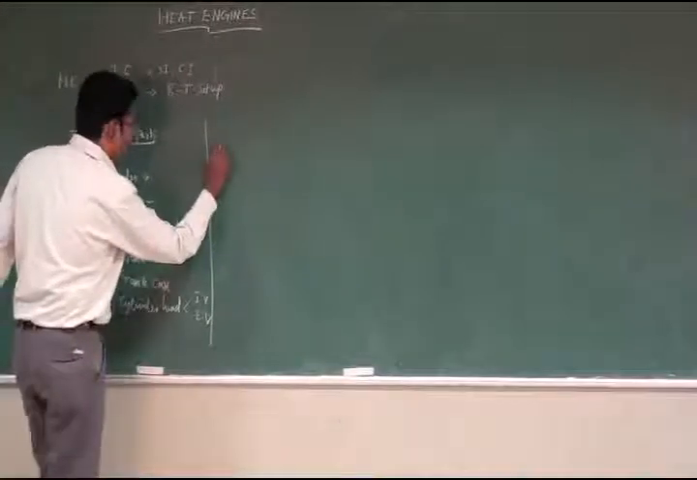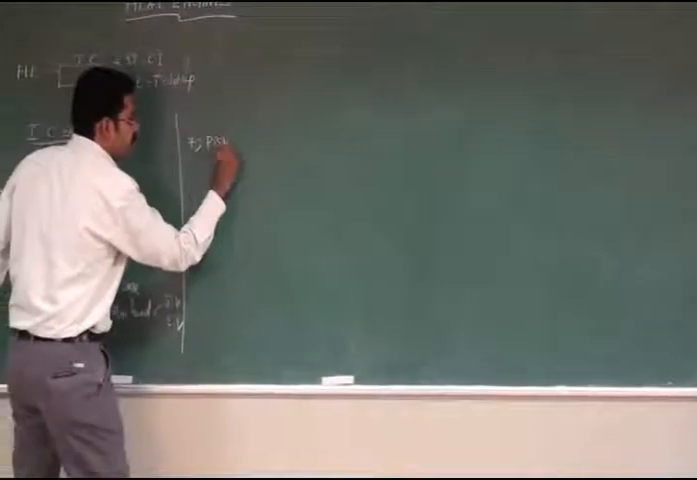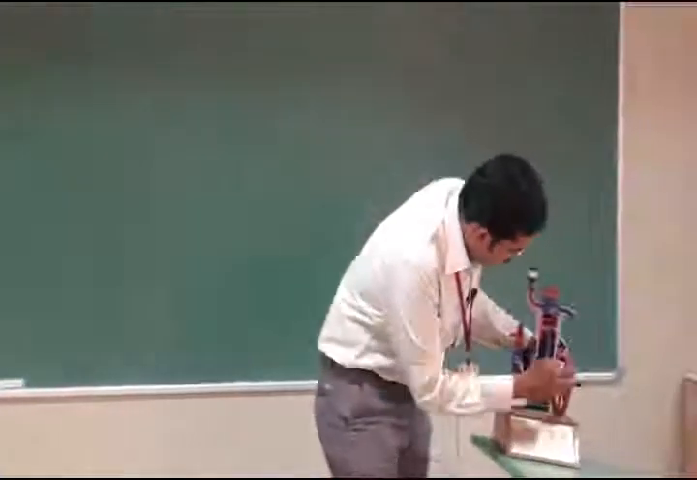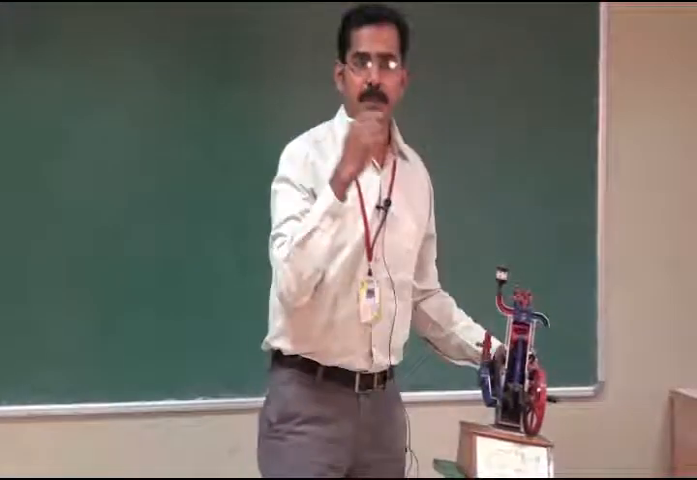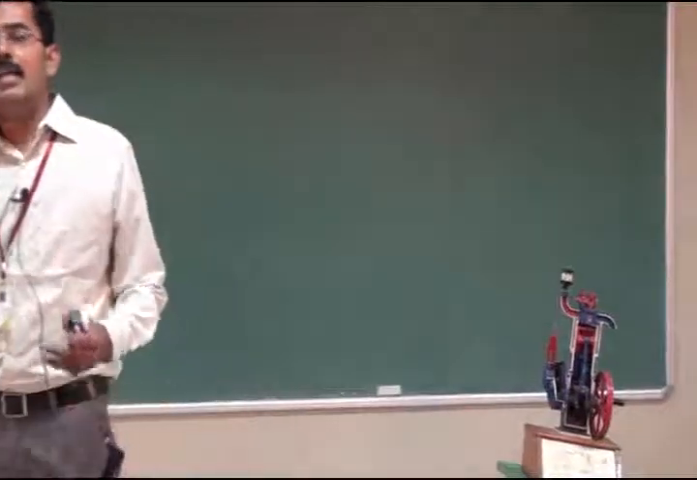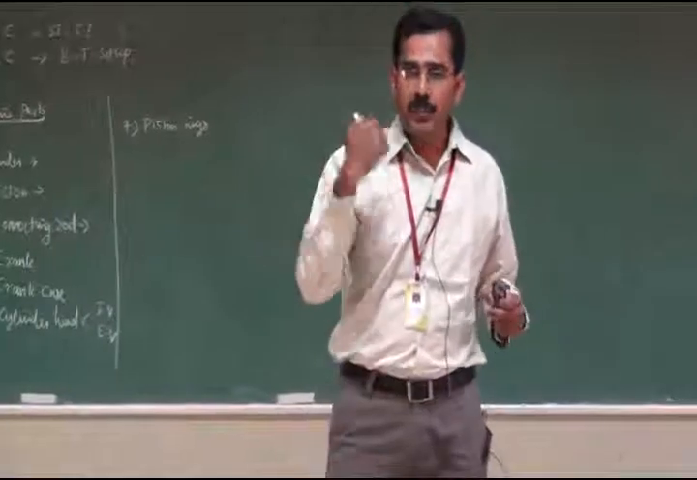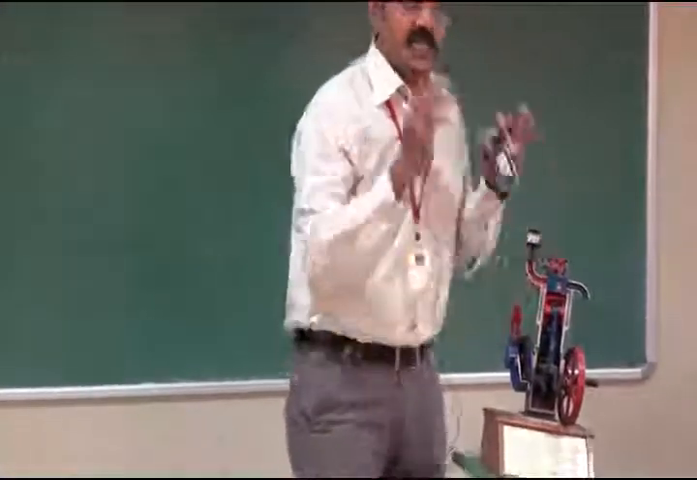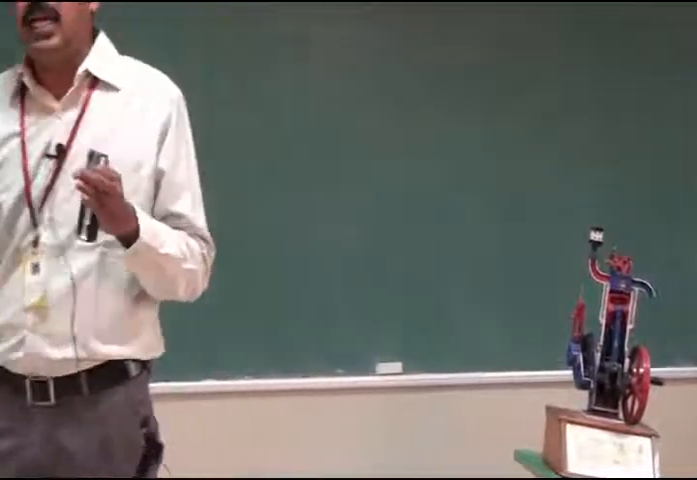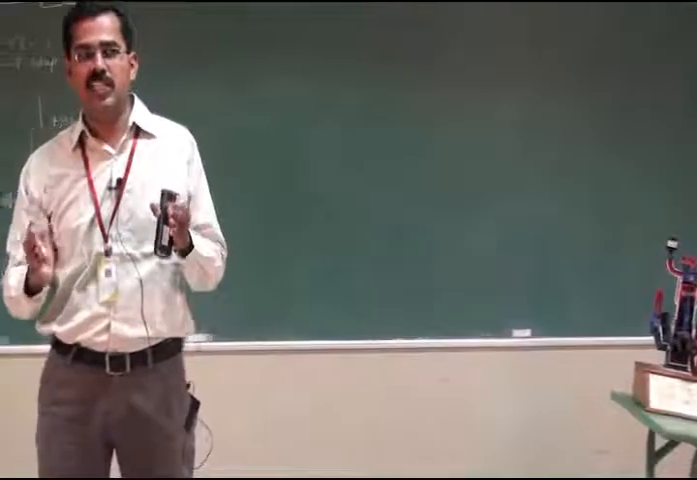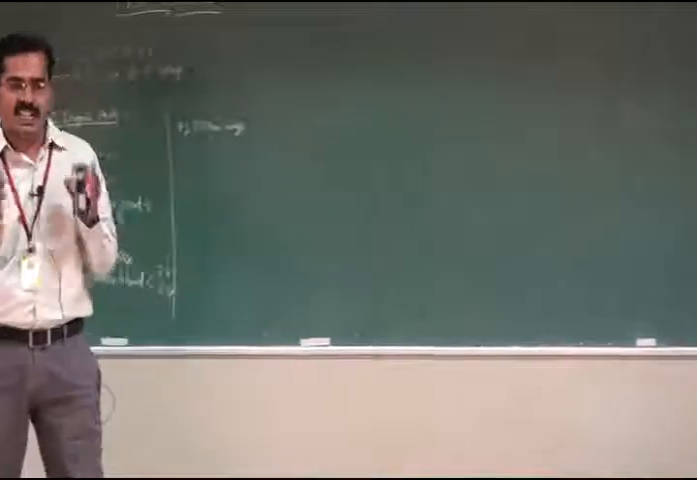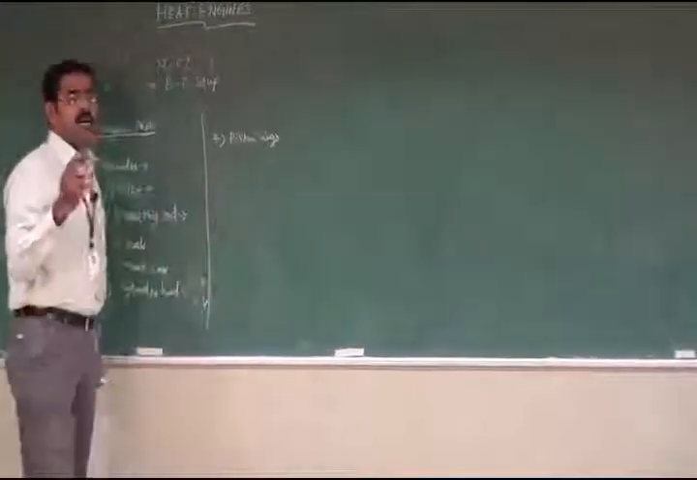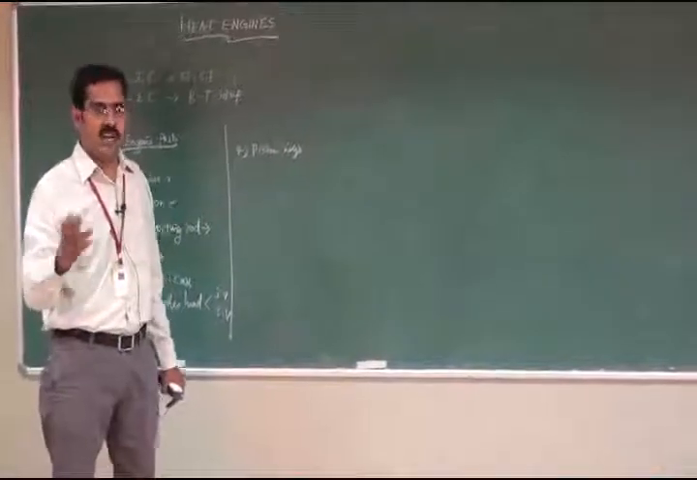Apart from this, we have another part named piston rings. The piston rings are placed on the top of the piston. The piston rings are used to arrest the leakage of gases from in between the cylinder and the piston. That is, the piston rings act as a seal between the piston and the cylinder. There are two types of piston rings. One is the compression ring, another one is the oil ring.